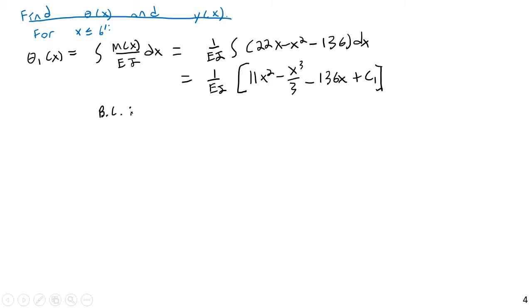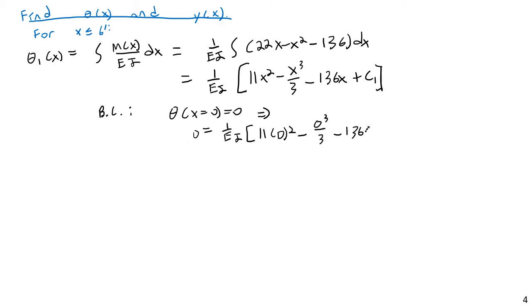Well, we know that because this is a cantilevered beam with a fixed support at the end, therefore we know that theta at x equals 0 is equal to 0. So we can plug this in here and say 0 equals 1 over EI times 11 times 0 squared minus 0 to the third power over 3 minus 136 times 0 plus C1, which is just a very elaborate way of saying that C1 is equal to 0. So C1 is clearly equal to 0.